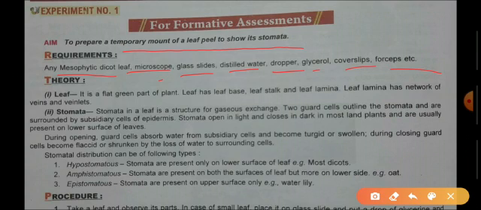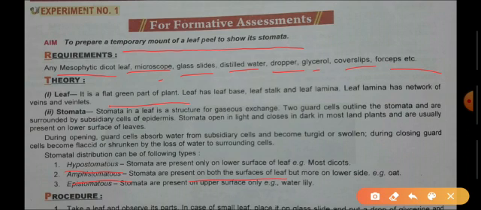The theory is that a leaf has small openings either on its upper epidermis or lower epidermis. In some plants, stomata are present on both the surfaces, upper and lower. On the basis of distribution, stomatal distribution can be of the following types: hypostomatous, the leaf in which the stomata are present on the lower surface of the leaf; amphistomatous, stomata are present on both surfaces of the leaf; and in some plants, stomata are on the upper surface of the leaves.